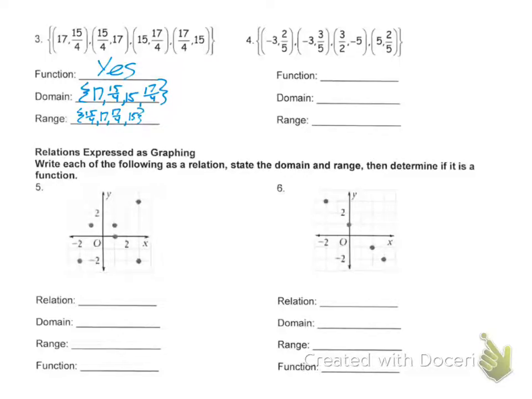Quickly. Yes? No? No. Why? Yeah, -3 went into 2/5 and 3/5. No, you can't have the same input going to two different outputs. That's a no-go. Domain? -3, 3/2, and 5. I'm not going to double up things, guys. So therefore, I don't need to state -3 twice. What about the range? 2/5, 3/5, -5.